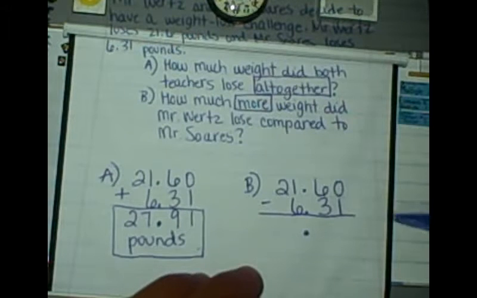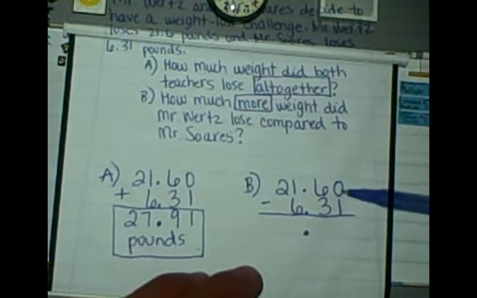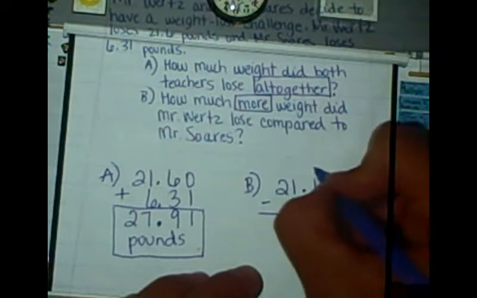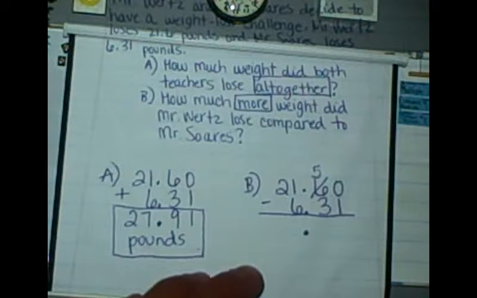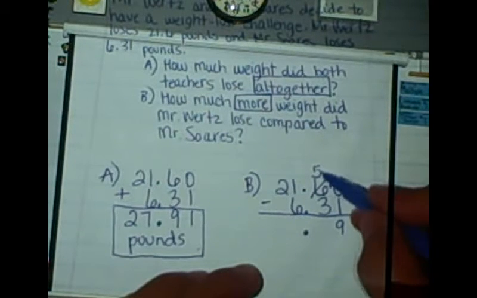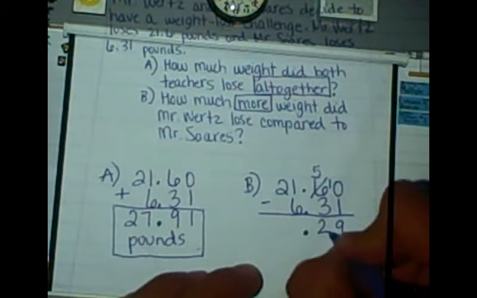So now we start by asking ourselves, can we take 1 from 0? The answer is no. So you should have borrowed from the 6. The 6 would have become a 5, and our 0 would have become 10. 10 minus 1 is 9. 5 minus 3 is 2.